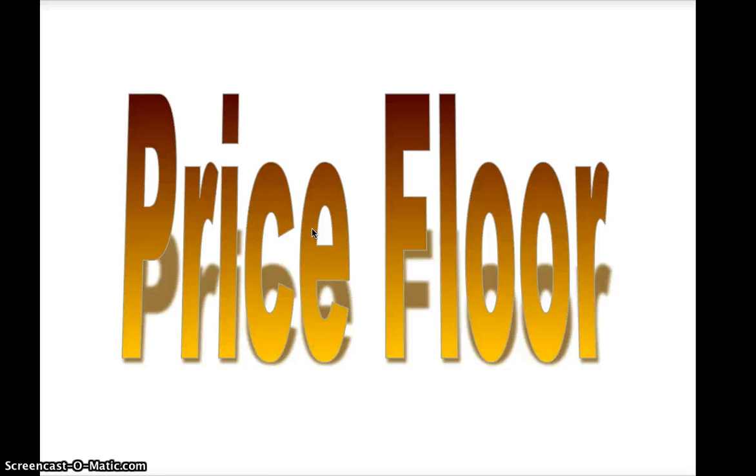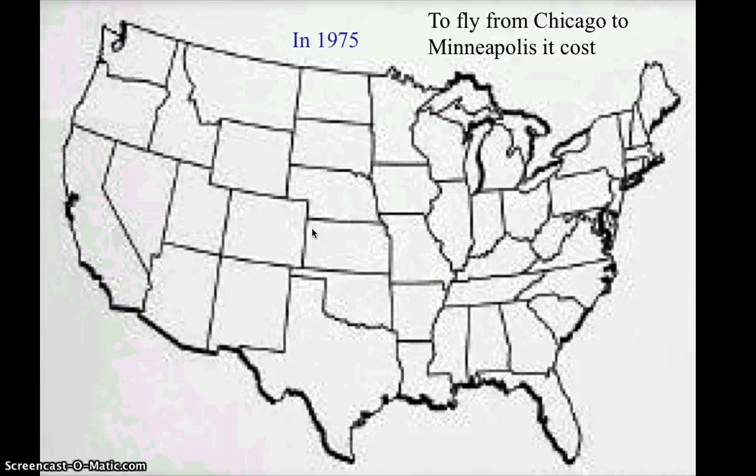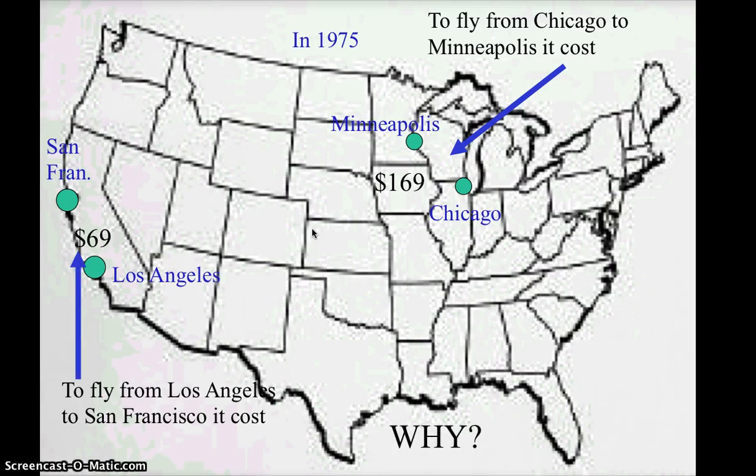Now onto a price floor. What is a good example of a price floor? So I'm going to use an example of the airline industry. In 1975, to fly from Chicago to Minneapolis, it cost $169. And to fly from Los Angeles to San Francisco, which is the same distance, it only cost $69. But the question is, why?